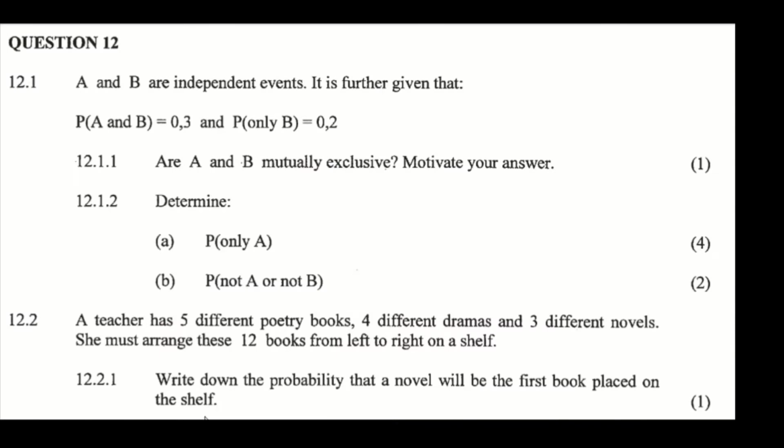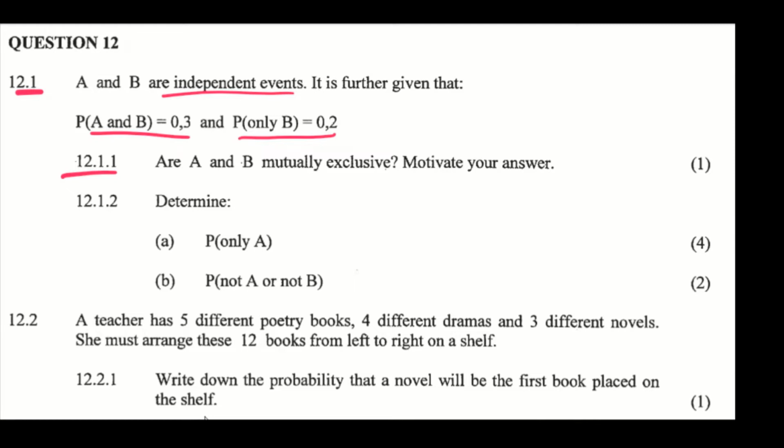Okay, so now we're going to do this last question of the paper. In question 12.1, we are given A and B, which we are told to be independent events. And it is further given that the probability of A and B is equal to 0.3. Probability of only B is equal to 0.2. So 12.1.1 says, are A and B mutually exclusive?